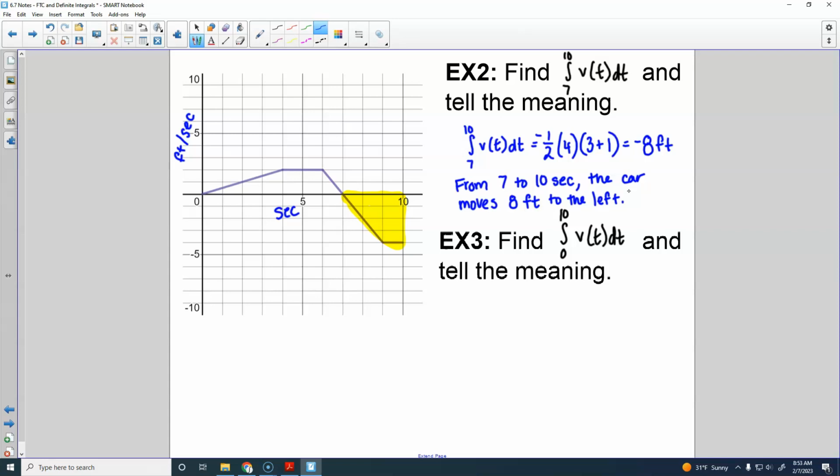So using the two things we have already learned, right, and properties of exponents, part 3 asked me for the integral from 0 to 10 of v of t dt, which I could break into 2 pieces, right? I could break it into the first part that I've already done, v of t dt from 0 to 7, plus the integral from 7 to 10 of v of t dt. And so that would be, I got positive 9 for example 1. I got negative 8 for example 2. And so I get 1.